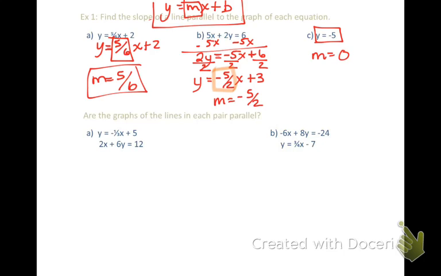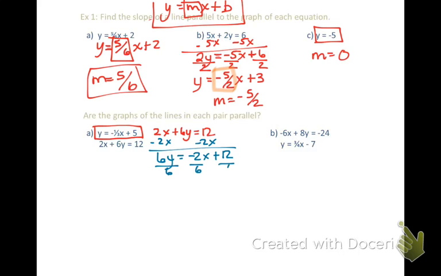And that's all you have to do on that one. All right. The other part of example 1 is: are the graphs of the lines in each pair parallel? Now, if I look at the first equation on A, it's already in its slope-intercept form. But on the second half, the 2x plus 6y equals 12, it is not by itself yet. So I need to get y by itself. So I'm going to subtract 2x to both sides. Then I'm going to divide by 6 to every number. So y equals, I'm going to reduce negative 2/6, which would be negative 1/3. And 12 divided by 6 is 2.